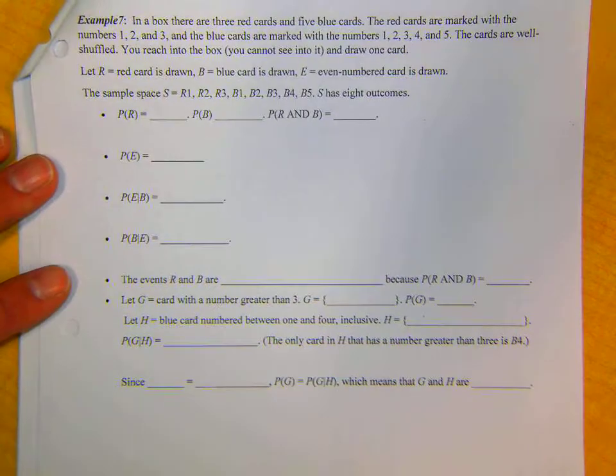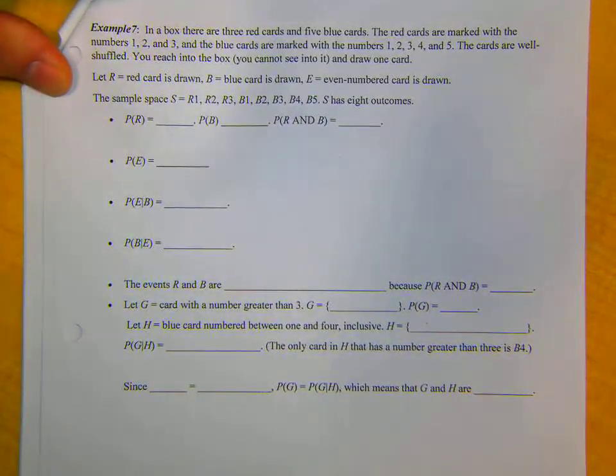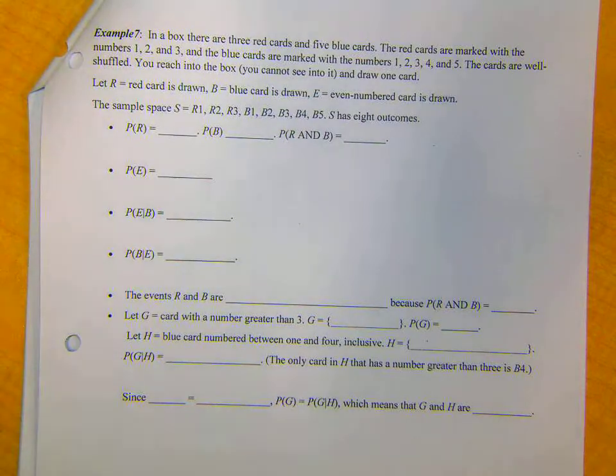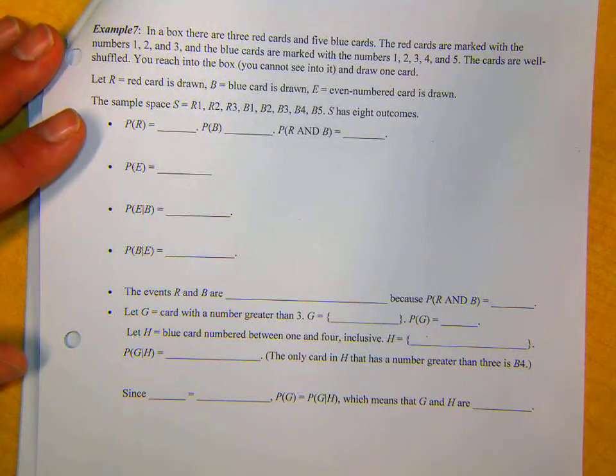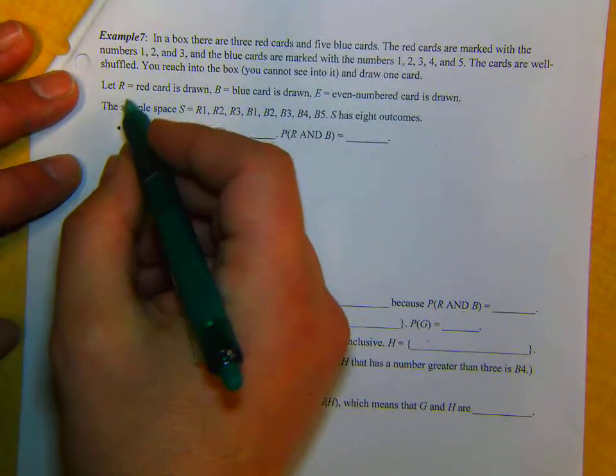All right, so a different kind of card game, so we can understand it a little better. I think it's in 3.3 where I have a good real world problem. So, in a box there are 3 red cards and 5 blue cards. The 3 red cards are marked with the numbers 1, 2, 3, and the 5 blue cards are marked with the numbers 1, 2, 3, 4, and 5. The cards are well shuffled. You reach into the box, you cannot see into it, so we're assuming it's randomly chosen. Draw 1 card.